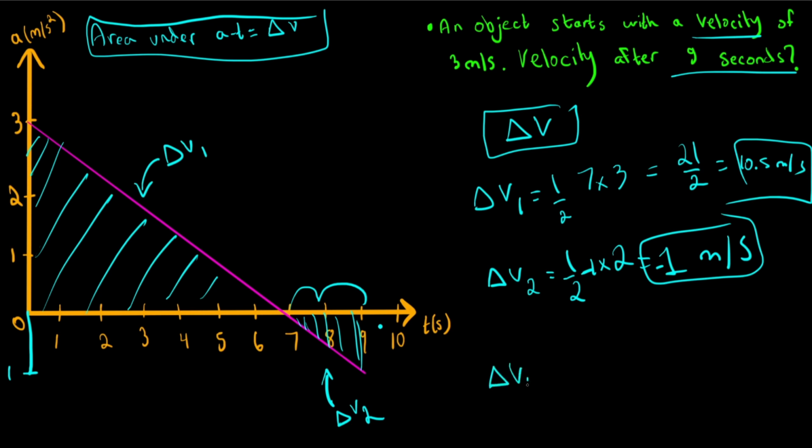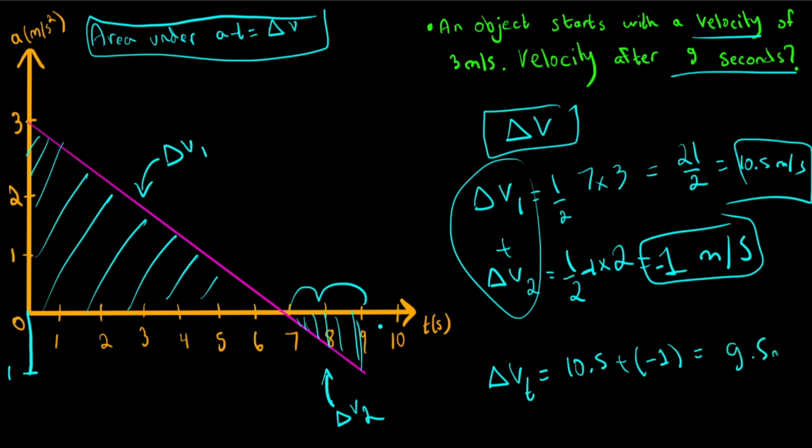So delta V total is going to be equal to this plus this. So it's going to be 10.5 plus negative 1 meters per second, which is equal to 9.5 meters per second. This is the total velocity, or the velocity after 9 seconds. The question doesn't ask us for the total velocity or the change in velocity. It's asking for the velocity after 9 seconds.